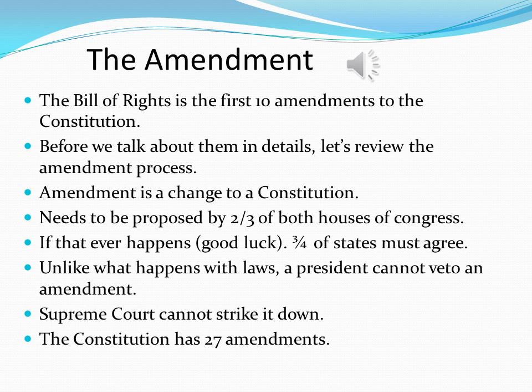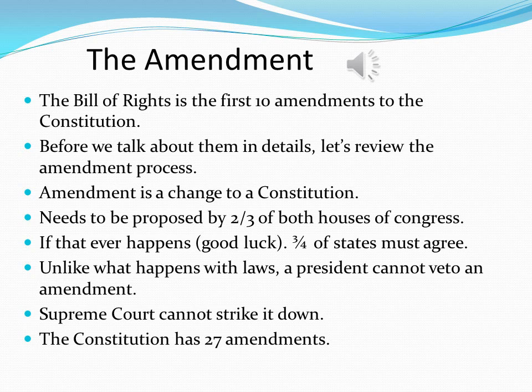So, unlike what happens with laws, a president cannot veto an amendment. So let's say Congress decides to pass an amendment and the president does not like it. He can't do anything about it. There's nothing that he can do. I mean, the only thing that he can do is argue against the ratification of that amendment. He can talk about it, but there's nothing else he can do.